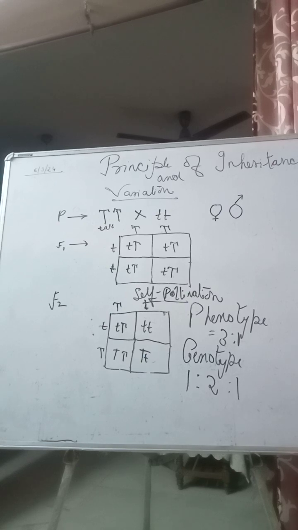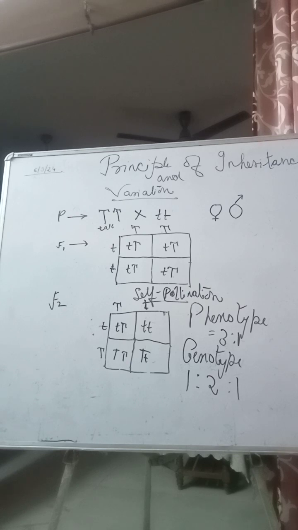So they are like the tallness, dwarfness, the violet or white color, and the position of flower, which is axial or terminal, and then the pod color, green or yellow, and the seed shape, round or wrinkled, and also seed color, yellow or green. So these were the seven contrasting traits that he took.